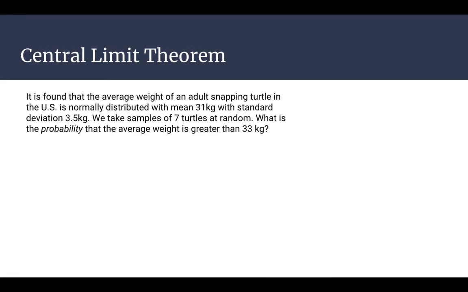It is found that the average weight of an adult snapping turtle in the United States is normally distributed with mean 31 kilograms with standard deviation 3.5 kilograms. We take samples of 7 turtles at random. What is the probability that the average weight is greater than 33 kilograms?